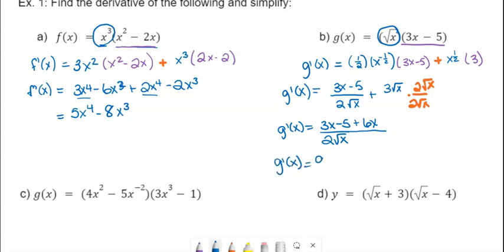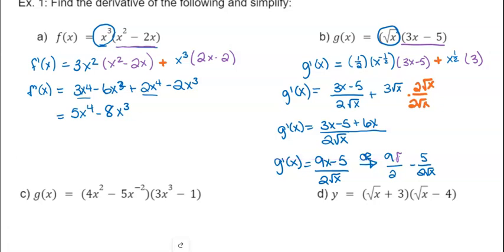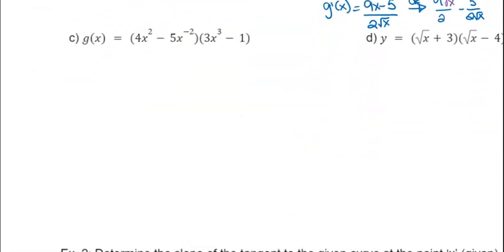Now I can combine these like terms, 9x minus 5 over 2 root x. I can also break this up. So I could also write this as 9x over 2 root x minus 5 over 2 root x. And then if I did that, then I could get rid of this on the bottom and change that to a root x on the top. Okay, so these are two answers that are saying the exact same thing. Okay, let's try another one.